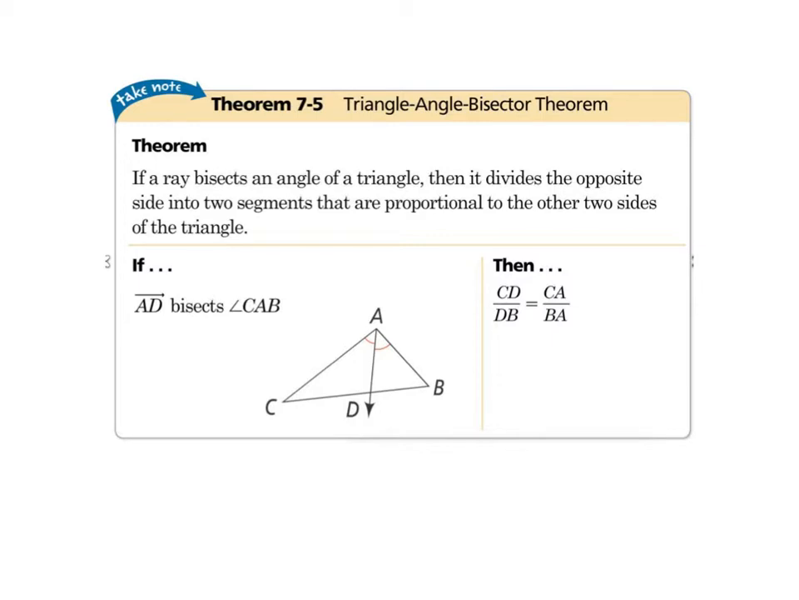Next is Theorem 7.5, the triangle angle bisector theorem. It says if a ray bisects an angle of a triangle, then it divides the opposite side into two segments that are proportional to the other two sides of the triangle. So we've got our triangle, we've got our ray, and it bisects the angle. So these two are congruent. It says that it divides the opposite side into two segments that are proportional. So these are proportional to these sides. So CD to DB is proportional to CA to BA.